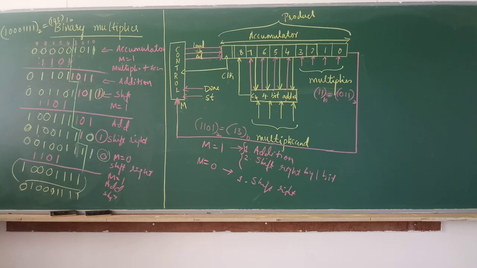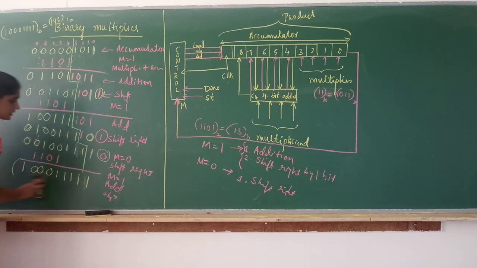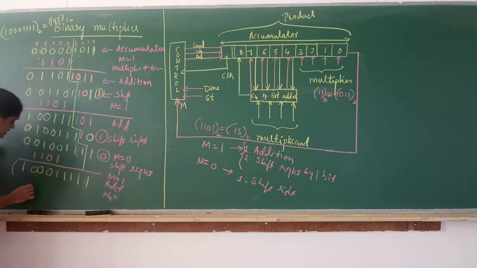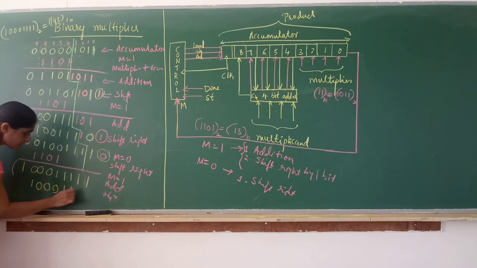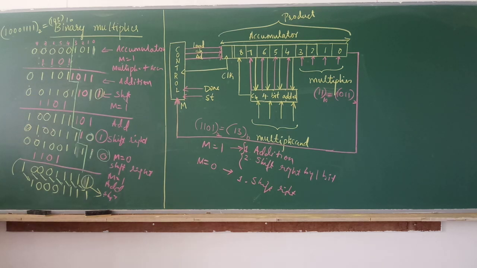Hope we have done it correctly, no? M is 0, add. So if you add, this is one more bit we have here. So this bit will come out and finally we have 143. Correct. So this bit will come here. When you add, shift right. It will shift the content. So 1, 0, 0, 0, 1, 1, 1, 1. Right? This bit will come out. Okay. So this is shifted. So this is the final answer we have, right?